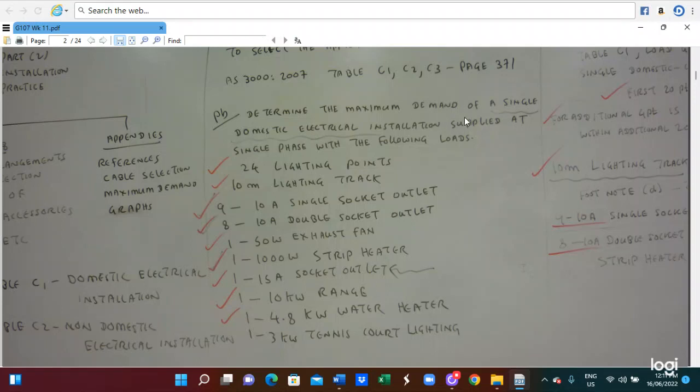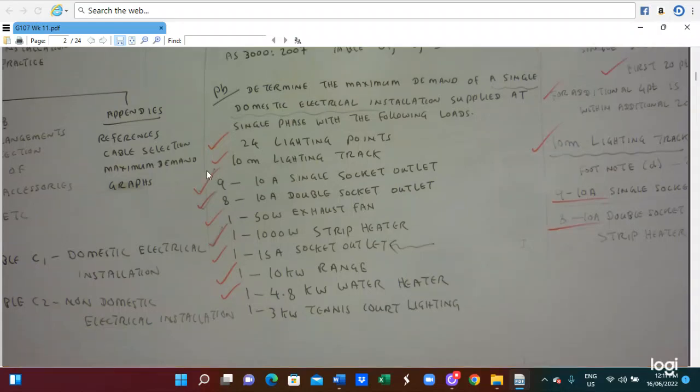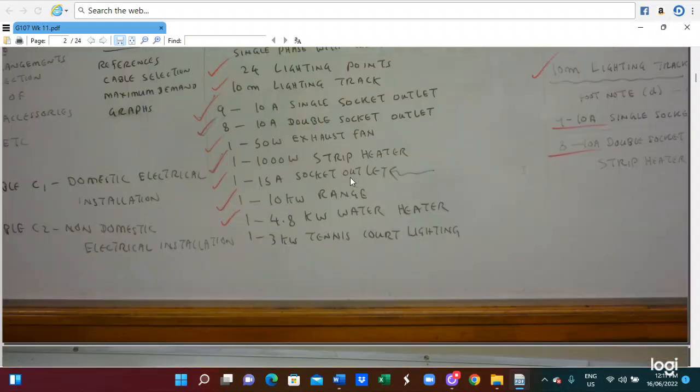Determine the maximum demand of a single domestic electrical installation supplied at single phase with the following loads: 24 lighting points, 10 meter lighting track, 9 number of 10 ampere single socket outlets, 8 number of 10 ampere double socket outlets, 1 number of 50 watt exhaust fan, 1000 watt strip heater, 1 number of 15 ampere socket outlet, 1 number of 10 kilowatt range, 1 number of 4.8 kilowatt water heater, and 1 3 kilowatt tennis court lighting. Those are the connected loads. So we have to determine the maximum demand.